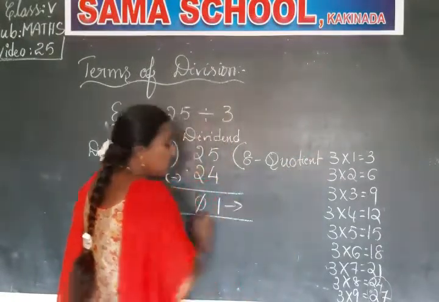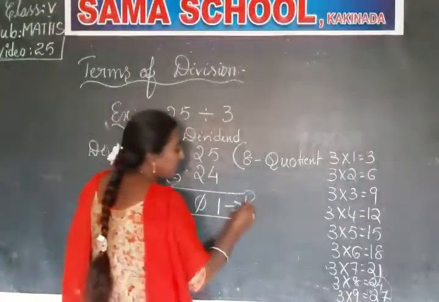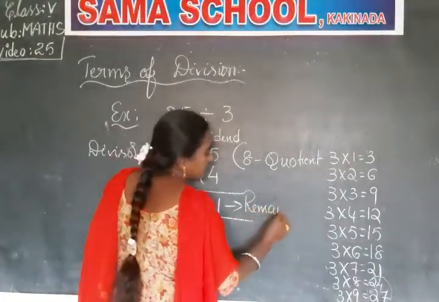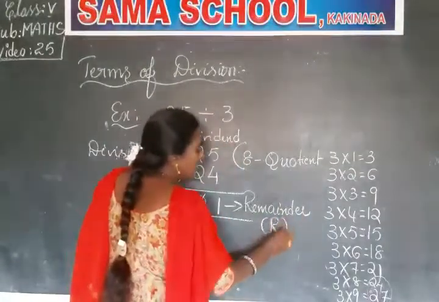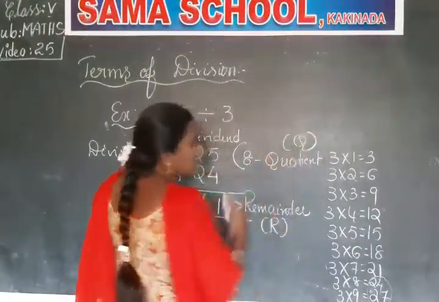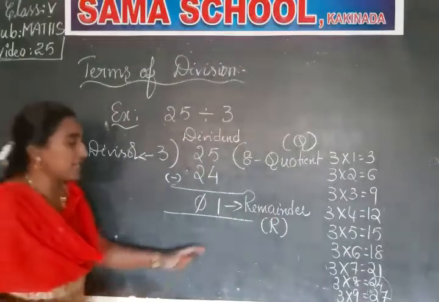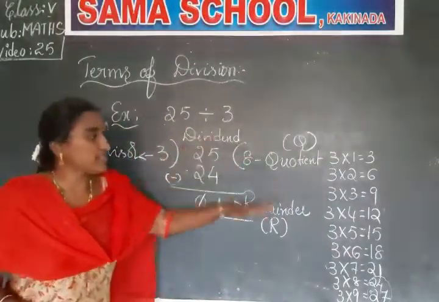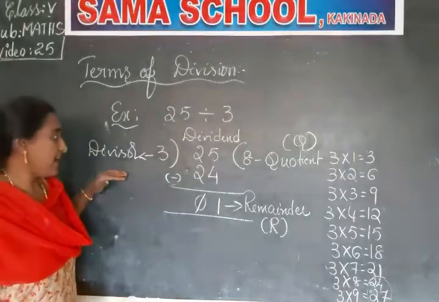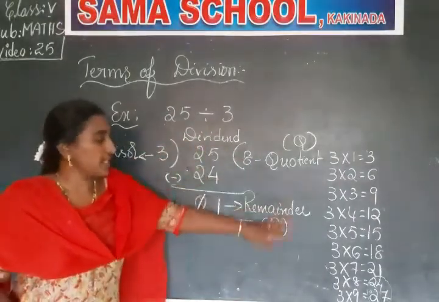And what is this 1 here? This is known as the remainder. And we simply denote them as Q and R. Q represents quotient and R represents remainder. Okay children? And these are the 4 terms we have learned in division: divisor, dividend, quotient and remainder.